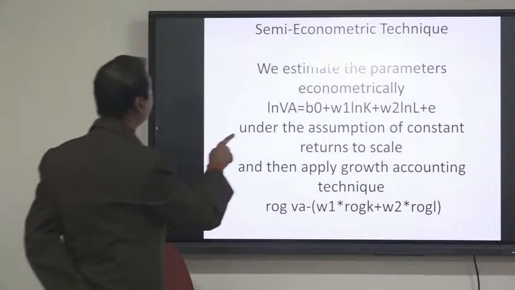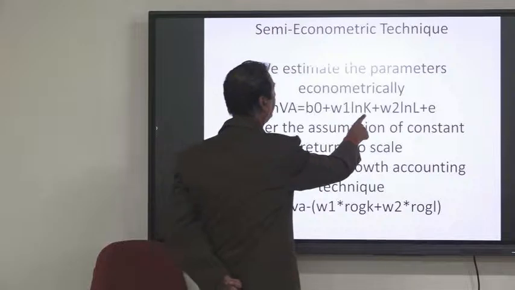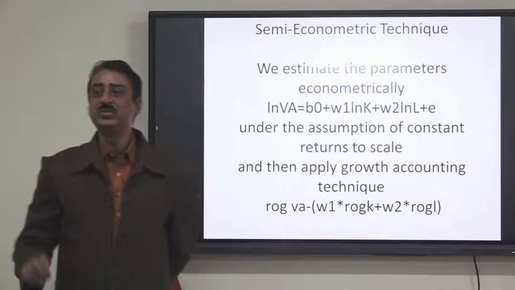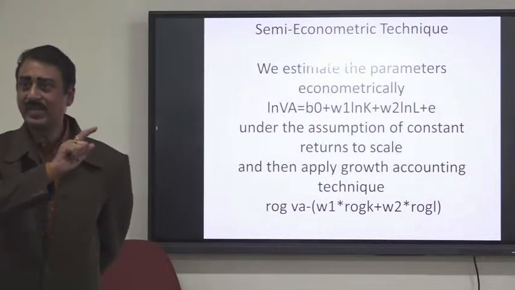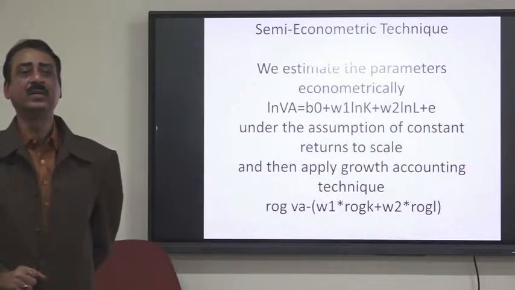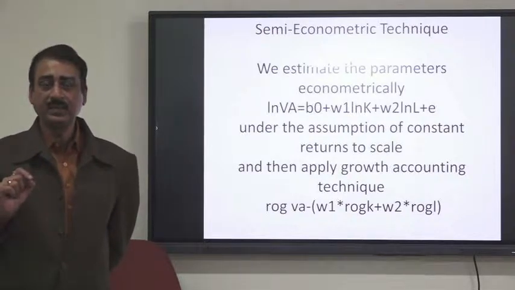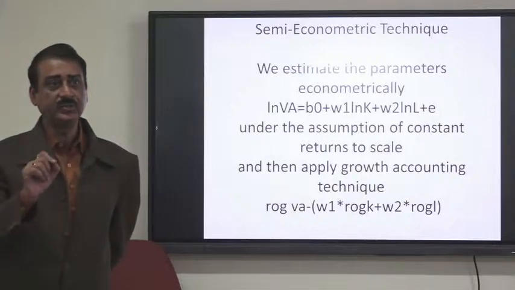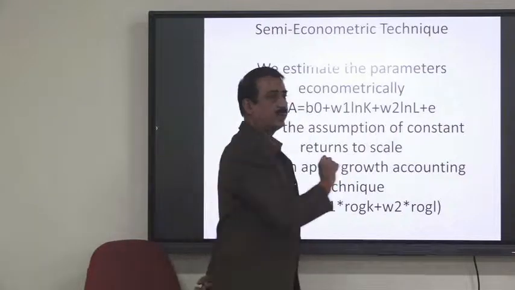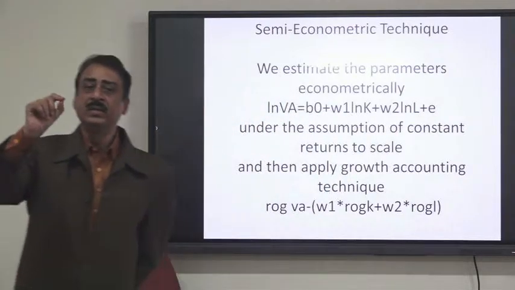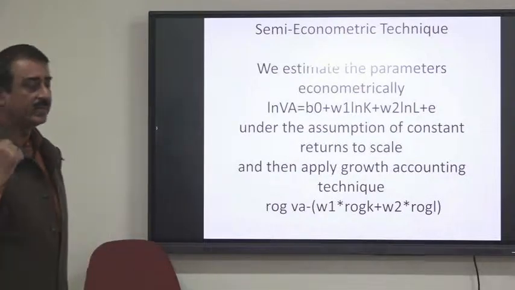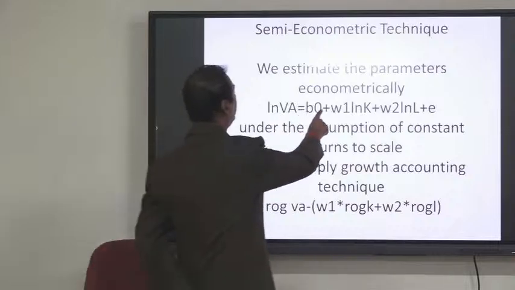So when you regress log of value added on log of capital and log of labor, these two coefficients will be estimated. And when you impose the constant returns to scale assumption, then automatically W1 plus W2 will be equal to 1. So the regression should not be an unrestricted regression. The regression should be a restricted regression. When you are regressing log of value added on log of capital and log of labor, you give a command that the coefficient of capital and the coefficient of labor should sum to 1. So once you put that restriction, you will get W1 and W2.